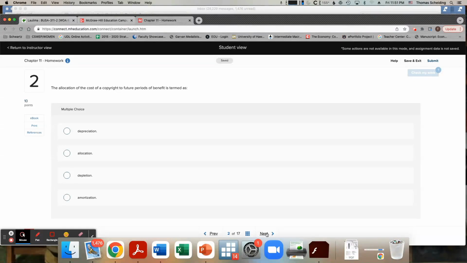So here, what we're talking about is the fact that the copyright is an intangible asset, and if we want to expense basically the creation of that intangible asset. Remember, whatever that thing is that is copyrighted becomes an intangible asset once it is copyrighted. And so allocating that cost of making it an intangible asset is amortization.